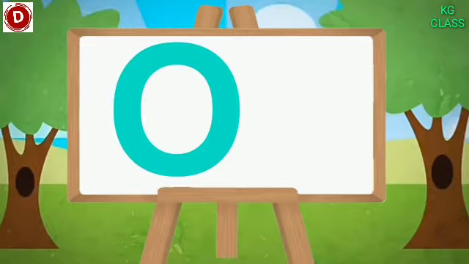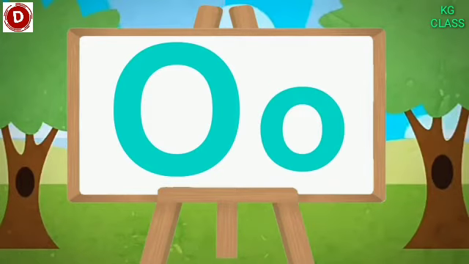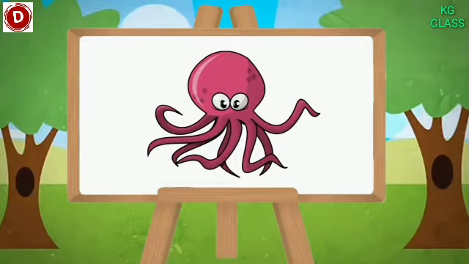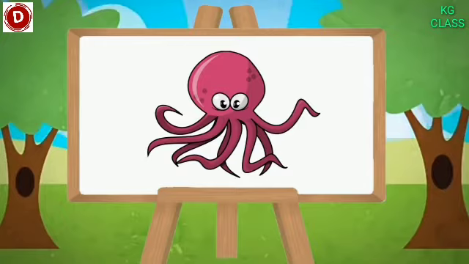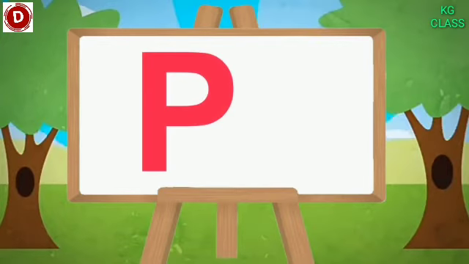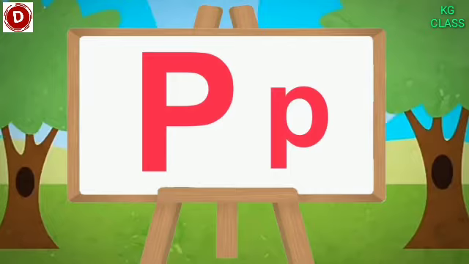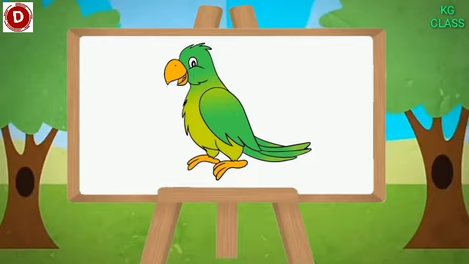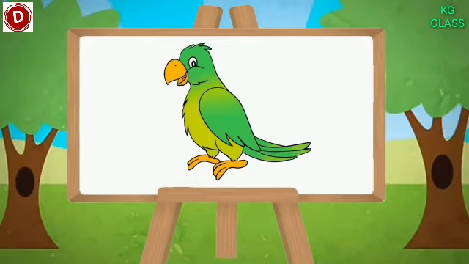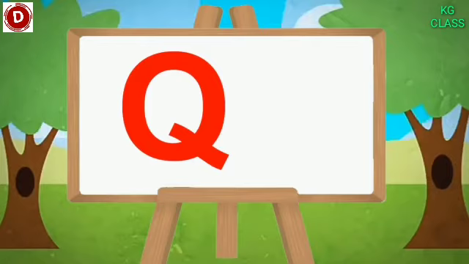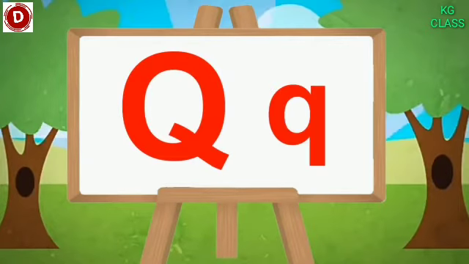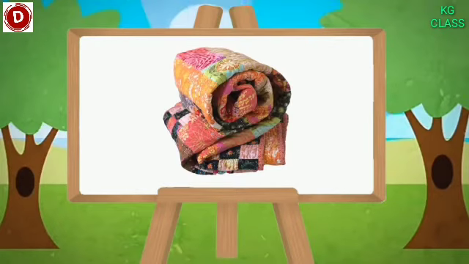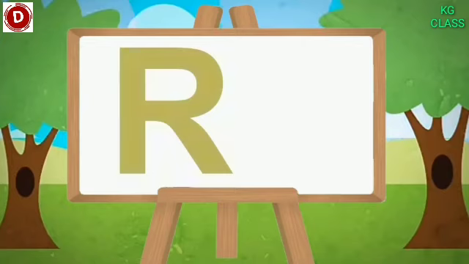Now comes capital O and small o. O for orange and O for octopus. This is capital P and small p. P for pencil, P for parrot. This is capital Q and small q. Q for queen and Q for quilt, matlab rajai.